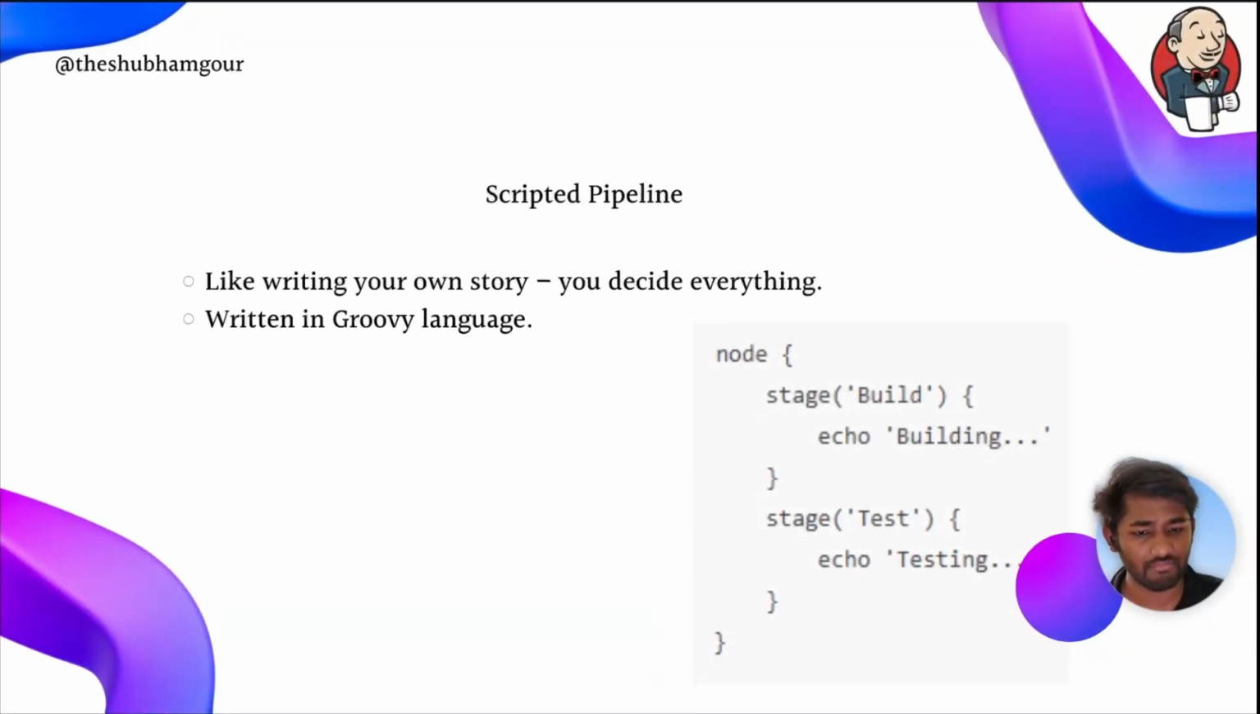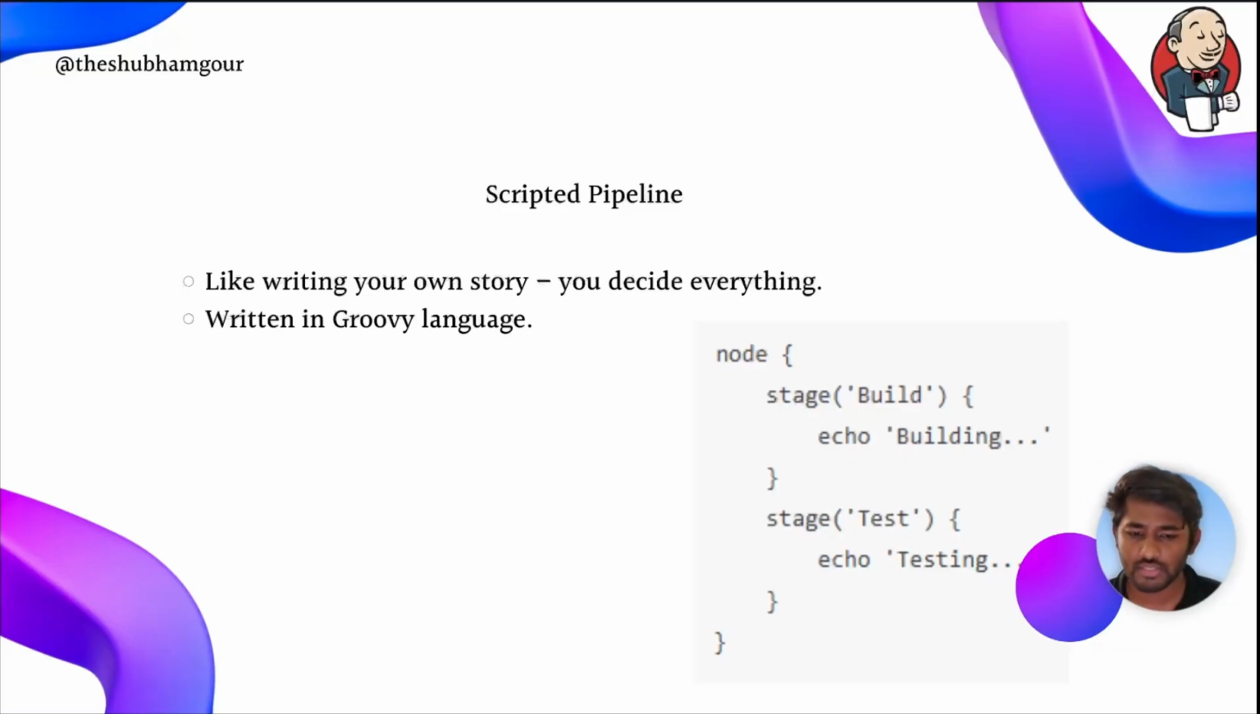Now, that was all about declarative pipeline. Let us proceed with scripted pipeline. So, what is scripted pipeline? Basically, it is written in the Groovy language. If you're someone who is dealing with Java, you will find it very easy. It is just writing your own story, and you decide what needs to be done.